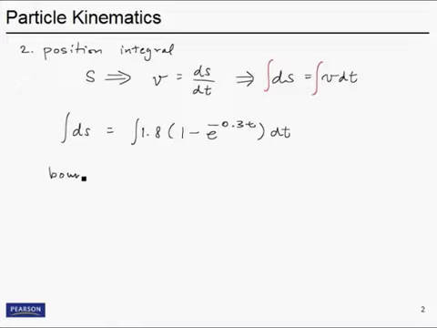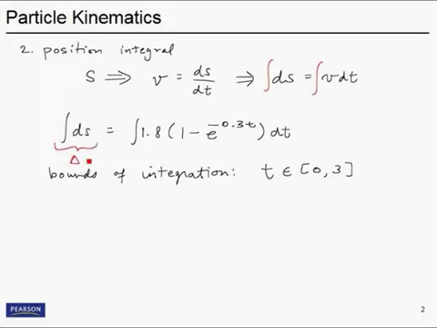In the problem statement, we are told that we're looking for t to be from 0 to 3. So we want to capture all of the motion across that time scale. And so what that means is that if we can express the left side of the equation above, this ds, that integral will just represent the change in position, delta s. That's what we're looking for.